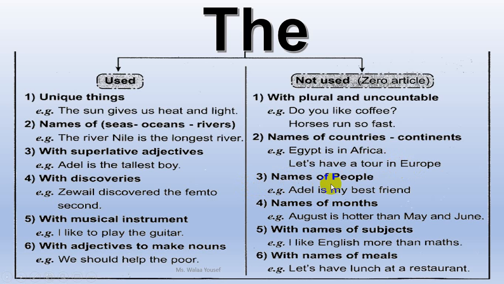Okay, number three, names of people. We can't put the before nouns or names. Number four, names of months or days. August is hotter than May and June. With names of subjects: I like English, I like Arabic, I like science, I like math, without the.